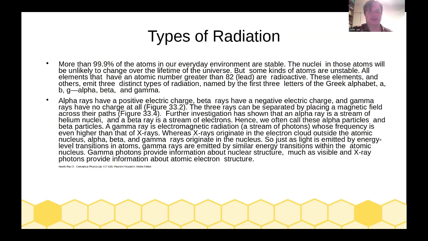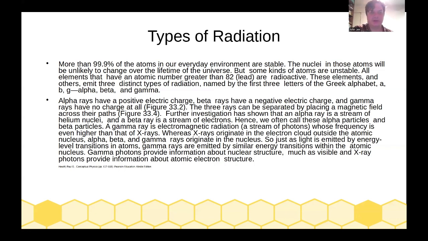But some kinds of atoms are unstable. All elements that have an atomic number greater than 82, lead, are radioactive. These elements and others emit three distinct types of radiation named after the first three letters of the Greek alphabet: alpha, beta, and gamma. Alpha rays have a positive electric charge, beta rays have a negative electric charge, and gamma rays have no charge at all. The three rays can be separated by placing a magnetic field across their paths.